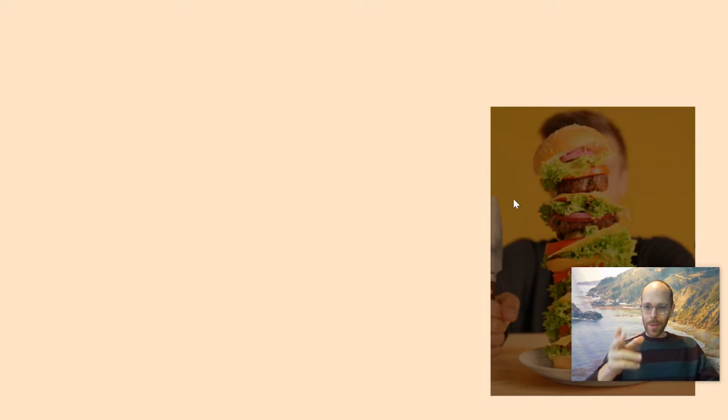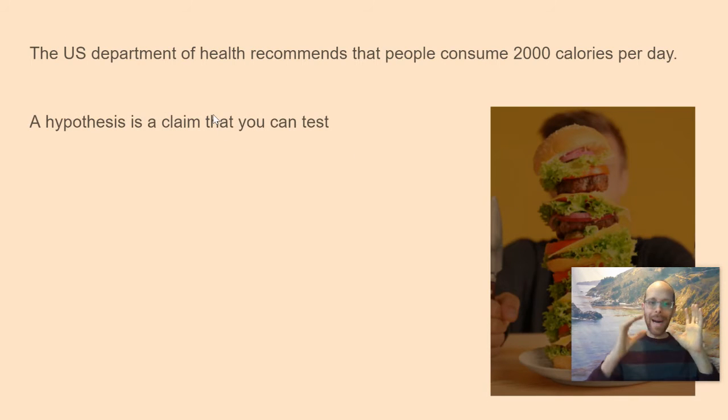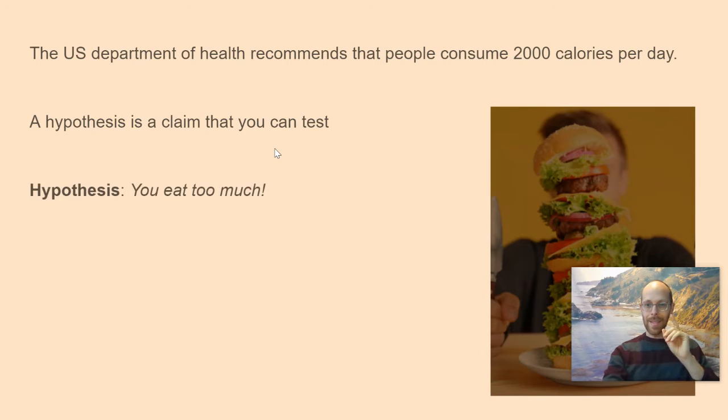This is your lunch. That's what you ate for lunch. Look at that burger. I have a fun fact for you, and that's that the US Department of Health recommends that people consume 2,000 calories per day. And I'm looking at that burger that you ate. I'm thinking you probably ate 2,000 calories at lunch. So I'm going to make a little hypothesis. What is a hypothesis? A hypothesis is a claim that can be tested. And the claim that can be tested that I'm going to make is that you eat too much. Now, I'm just basing it on that burger that I see in front of you there. All right. So let's look at how we test this claim.